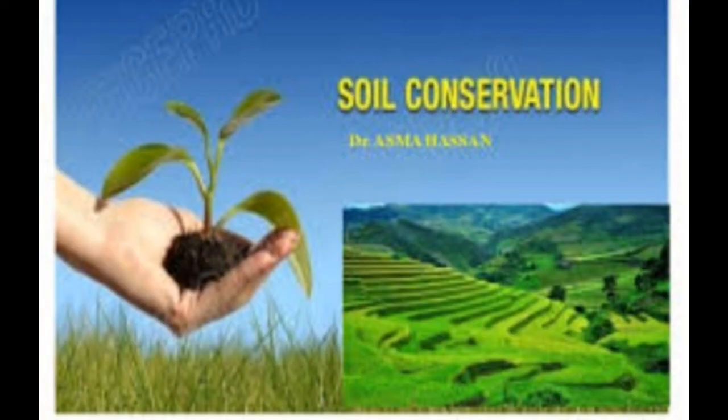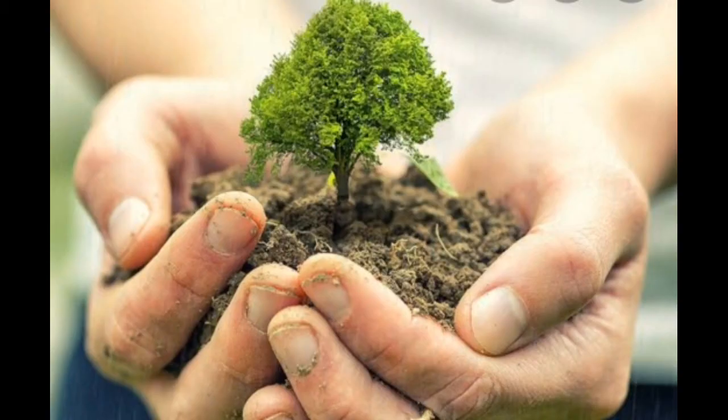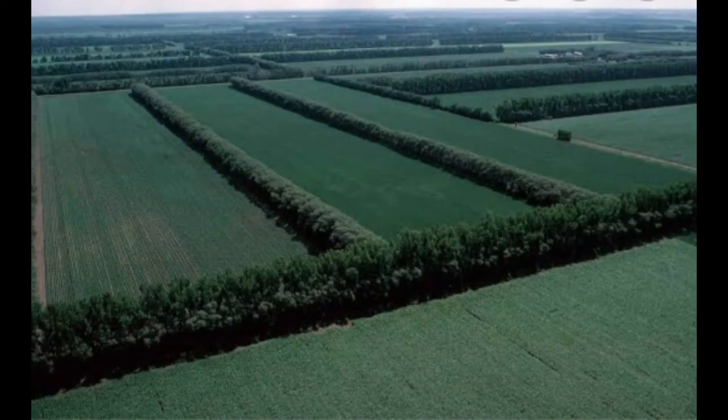There are several methods of soil conservation. The planting of trees checks soil erosion as their roots bind the soil particles together. Other methods include terrace farming and bunding, contour plowing, shelter belts, etc.